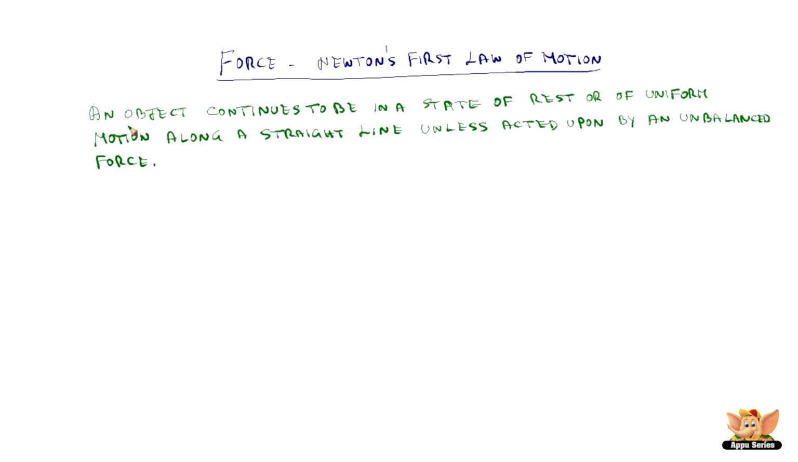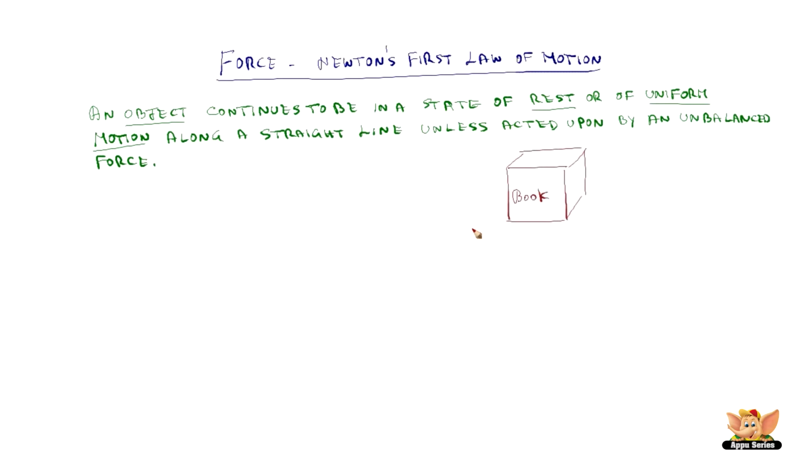So in this case, an object in a state of rest or of uniform motion are two parts of the law. An object in a state of rest, we consider it as one part of the law. An object in uniform motion is considered as the second part of the law. And let us understand this law with a more meaningful example.